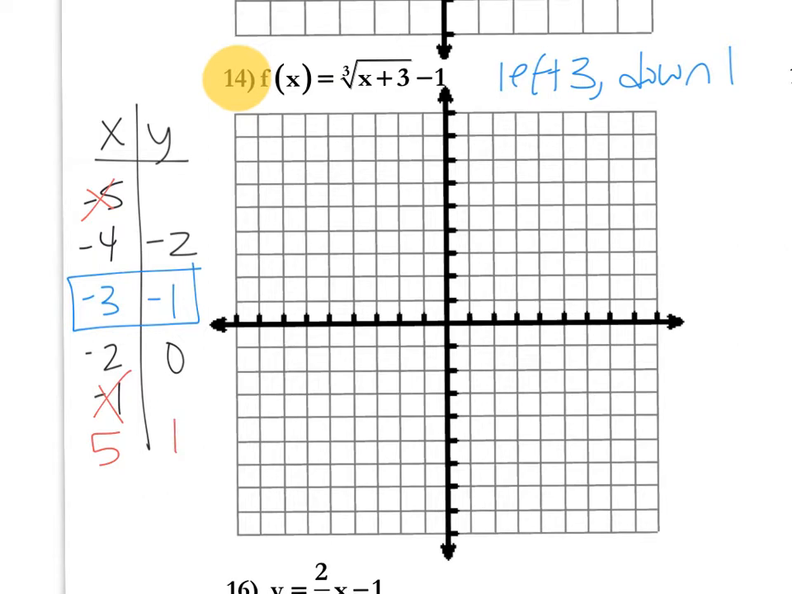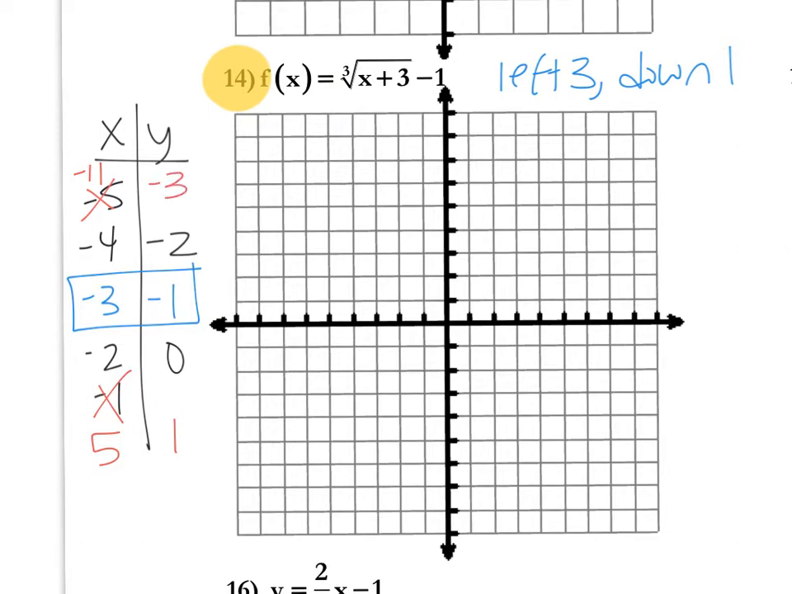And then I have to think of a negative number. Something plus 3 gives me negative 8. I think that's negative 11. Negative 11 plus 3 is negative 8, and I can cube root that number. So the cube root of negative 8 is negative 2, minus 1 is negative 3.